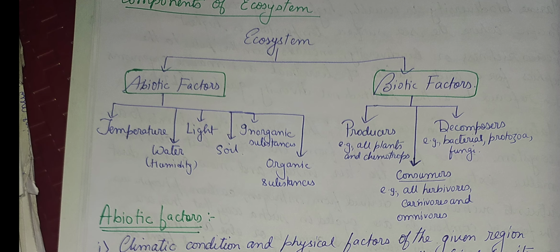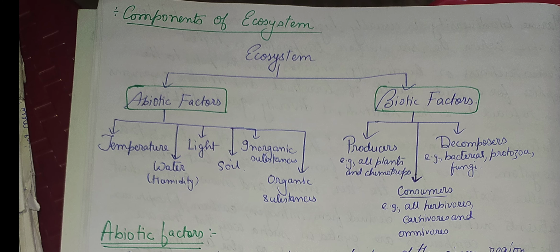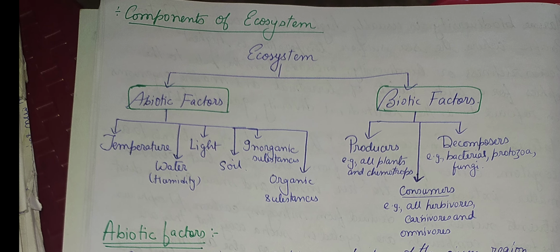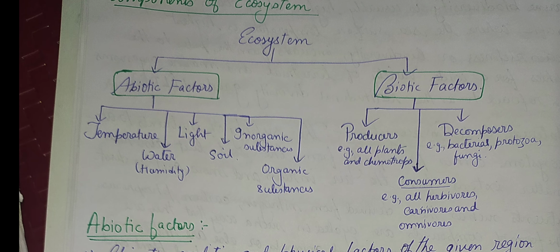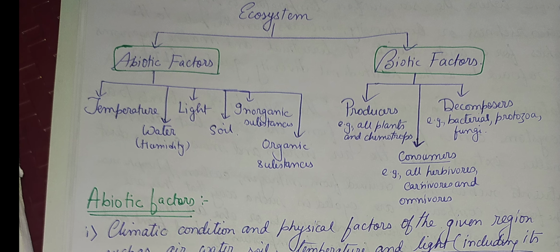Lastly I will try to say about the components of ecosystem. This you all know. If you read this part thoroughly, then you will be able to understand very clearly what the components are that make up the ecosystem, mainly made up of two components. One is the abiotic factors. All the abiotic factors are the non-living parts found on earth, like your temperature, water, light, soil. The inorganic and organic substances are your abiotic factors of ecosystem, whereas the biotic factors are the producers, which are all the plants and chemoautotrophs, then consumers, all the herbivores, carnivores and omnivores, and the decomposers like bacteria, protozoa and fungi. Certain mites, ticks are also there.